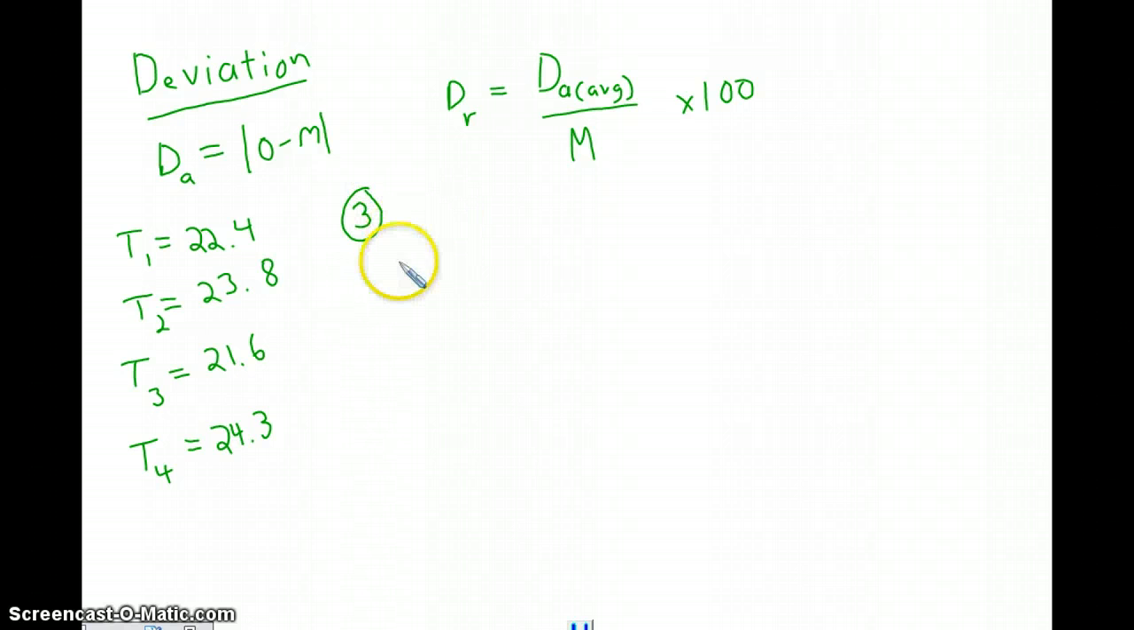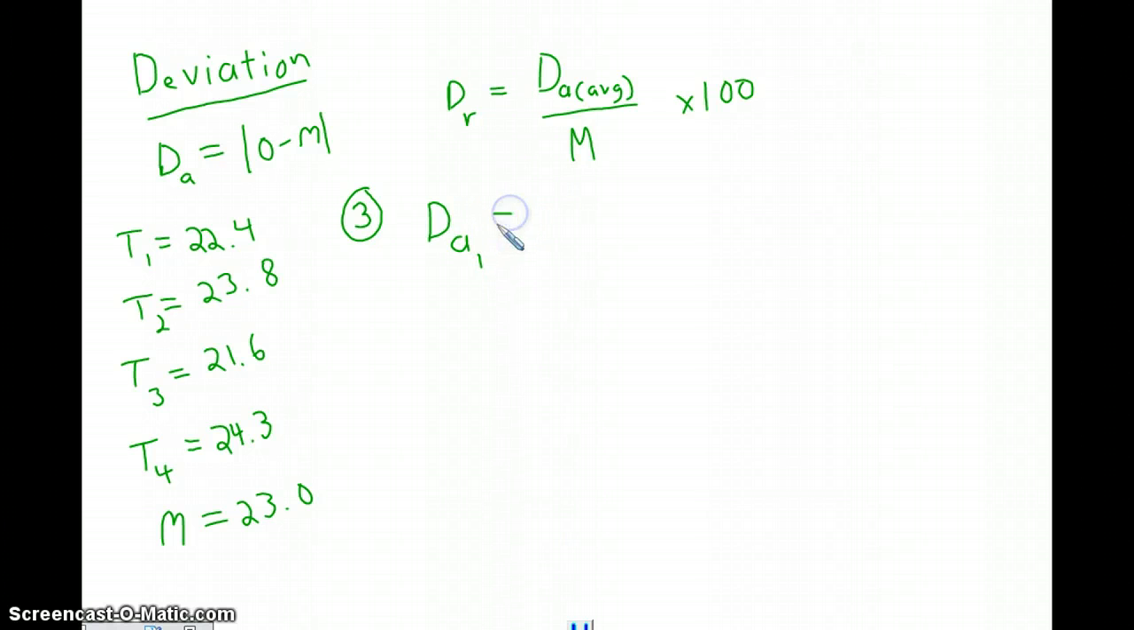Number 3 says, find the absolute deviation for trial 1. So we'll say dA sub 1. However, before doing any of this, we really need to find what the mean of all our trials is. So we do a quick average of all these numbers, which means summing them up, and in this case dividing by 4, obviously. I'm not going to show the work for this because it's simple. Our mean is equal to 23.0, if I round it off to 1 decimal place. And that will be used anywhere in the above formulas that we see an M.